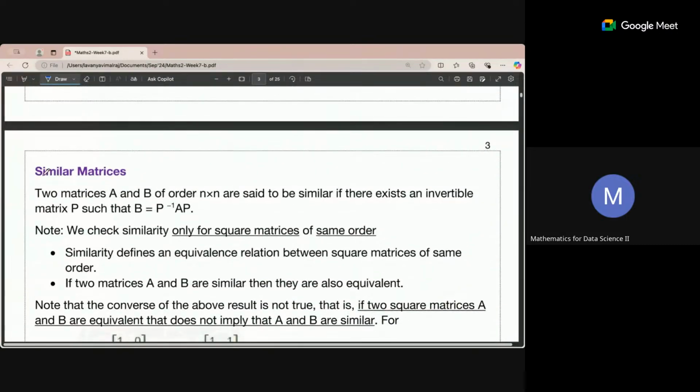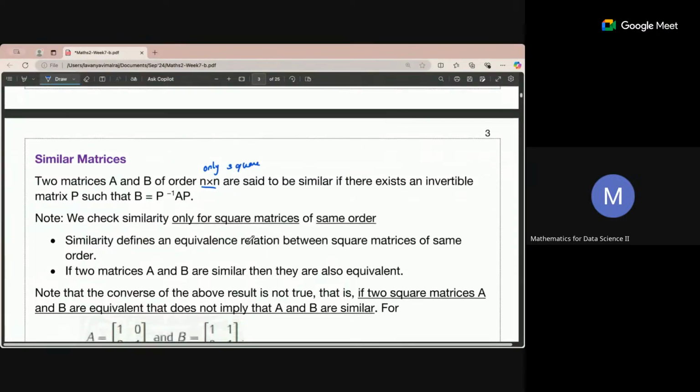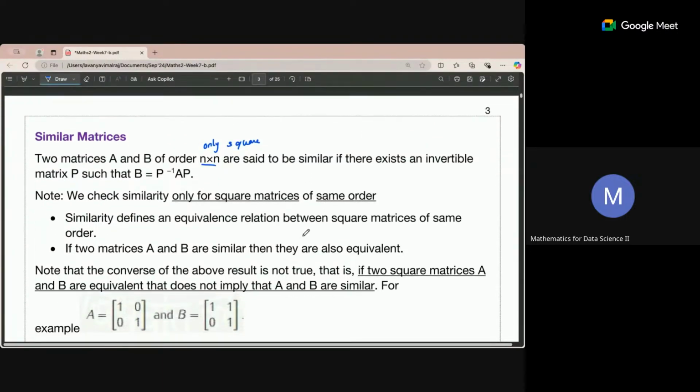And we have defined similar matrices also. The main difference is that here we are considering only square matrices. Two matrices A and B of order n by n are said to be similar if there exists an invertible matrix P such that B is equal to P inverse AP. So we check similarity only for square matrices of the same order. This also defines an equivalence relation, and similarity implies equivalence.